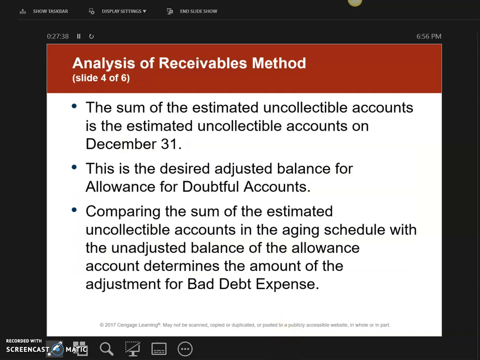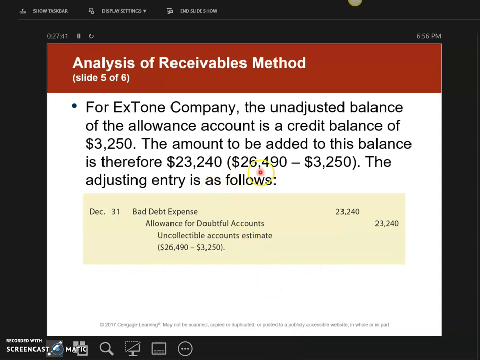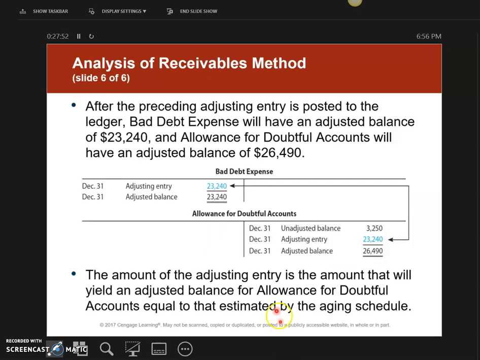Okay, so let's take a look. Remember I got a total of $26,490, and so here's my journal entry for $23,240. Let me show you why that is what it is. Here's my T account for allowance for doubtful accounts. My unadjusted balance was $3,250. The adjusted balance is the number that I got, the $26,490. In order to find the adjusting entry, by the way, the adjusting entry is the only actual journal entry you're doing here, I need to subtract on here.